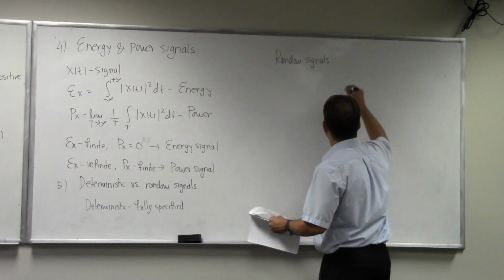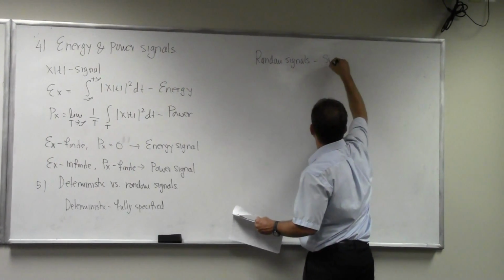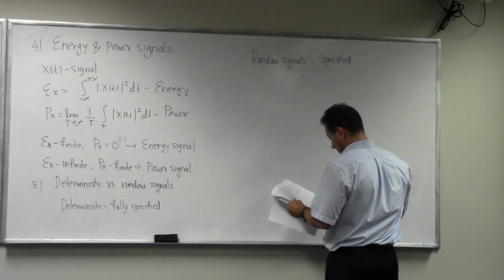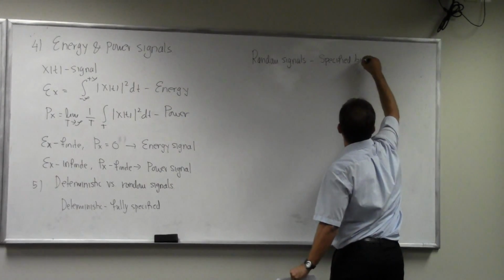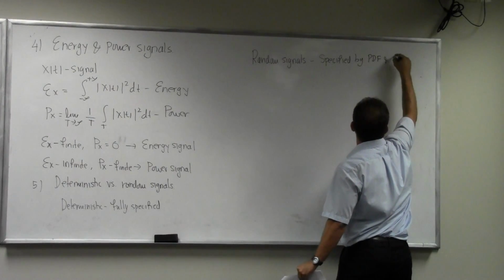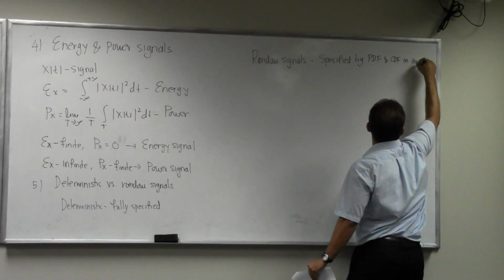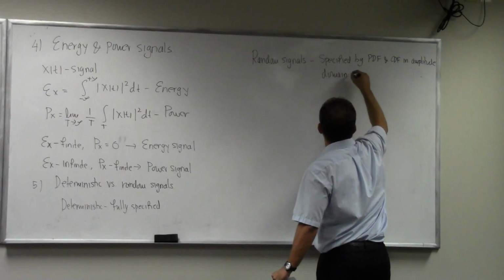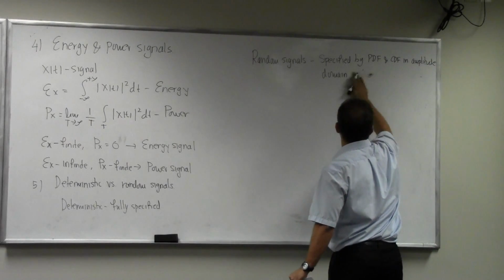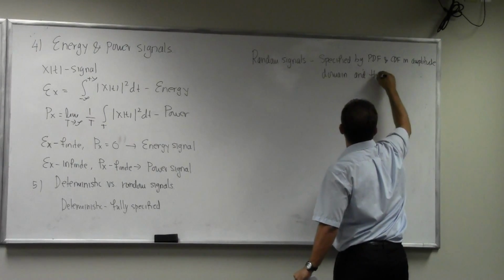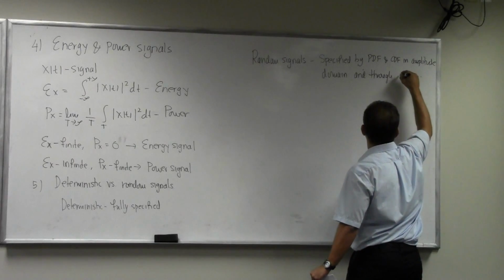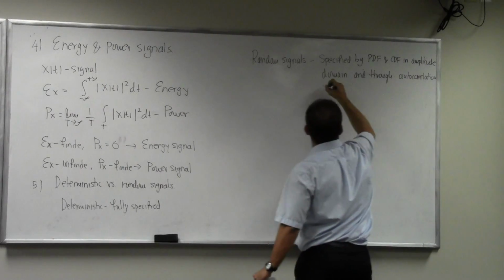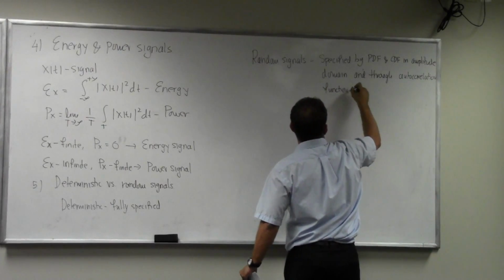So these signals are specified by PDF and CDF in the amplitude domain, or through the autocorrelation function in the time domain.